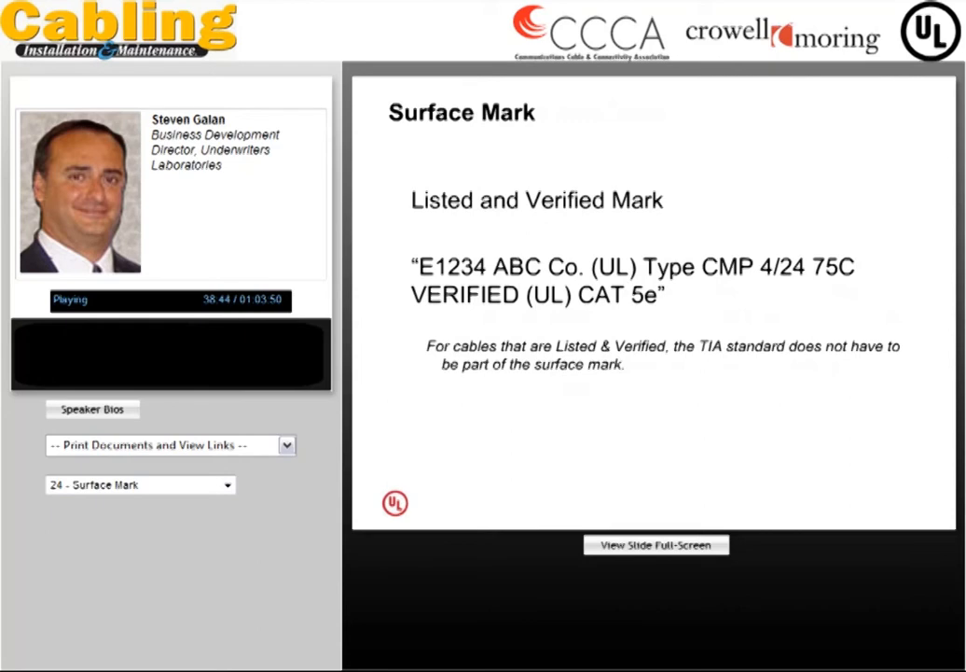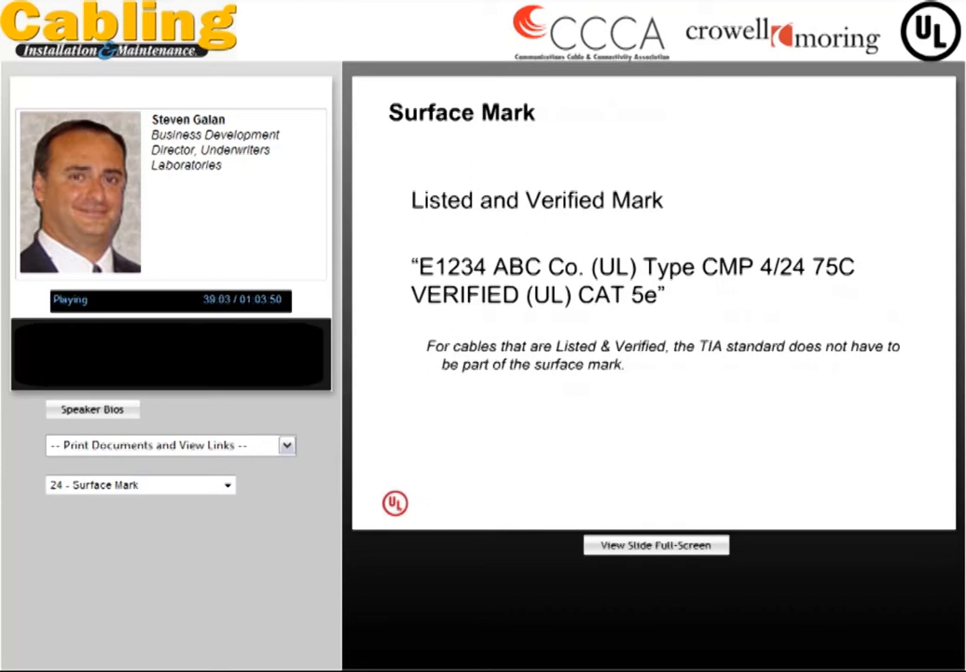Let's first take a look at the surface marking of a telecom cable. This example is typical of a cable that is both UL listed for safety as well as UL verified for performance. And remember, Todd had mentioned previously that the verification portion, the CAT 5E in this case, is optional.